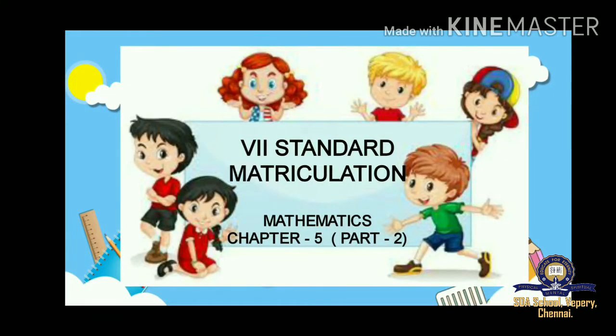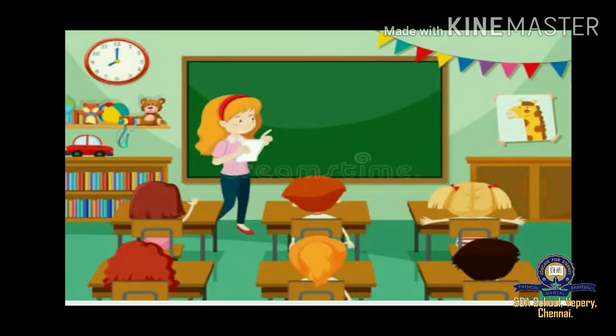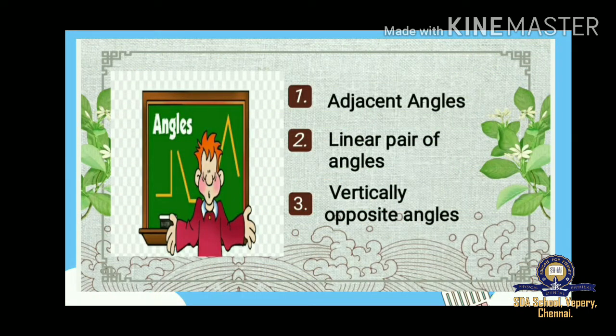7th Standard Online Class Mathematics Chapter 5 Part 2. In the previous class, we have learnt about adjacent angles, linear pair of angles and vertically opposite angles, right?